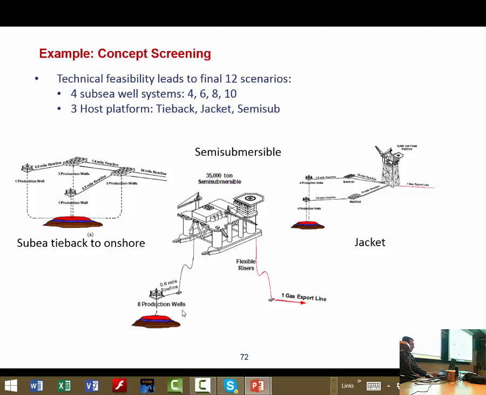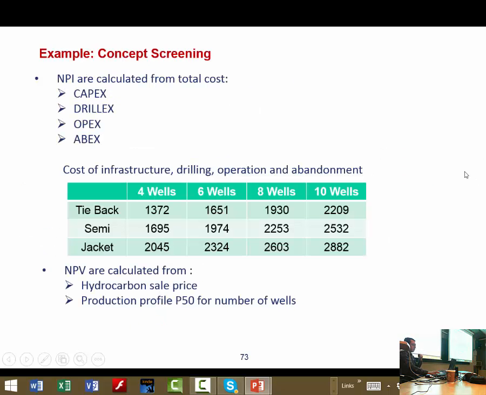Yeah. So here, as you can see, after the first technical feasibility analysis, we have ended up with 12 different solutions or scenarios: 4 wells, 6 wells, 8 wells, and 10 wells, and 3 host platforms. But here I also consider subsea tieback as one of the host platforms, though it is not a host platform, it's just one of the solutions. So subsea tieback, semi-submersible, and jacket.